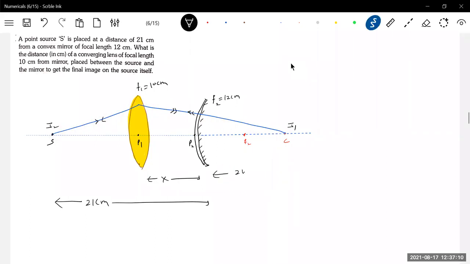So do we know this distance? 24 centimeter. But he has asked for x now. We'll call this y. Yeah, carry on now. For this lens, this is the object distance. Where should the image be? The image is 24 centimeter. Let it be that one. Y is what? 21. We have to calculate x. Y is also unknown, so definitely two equations, two unknowns will come.